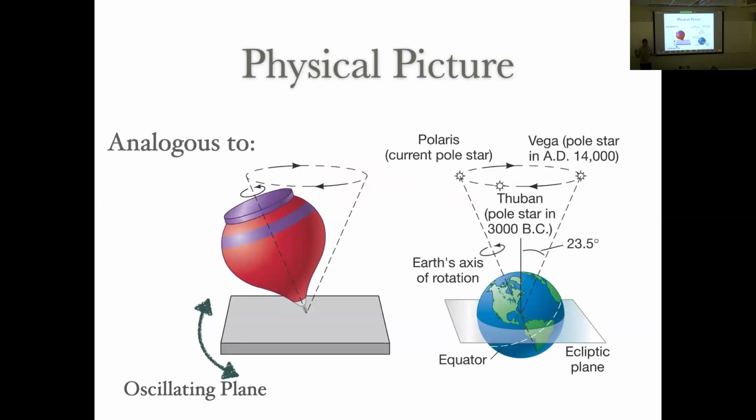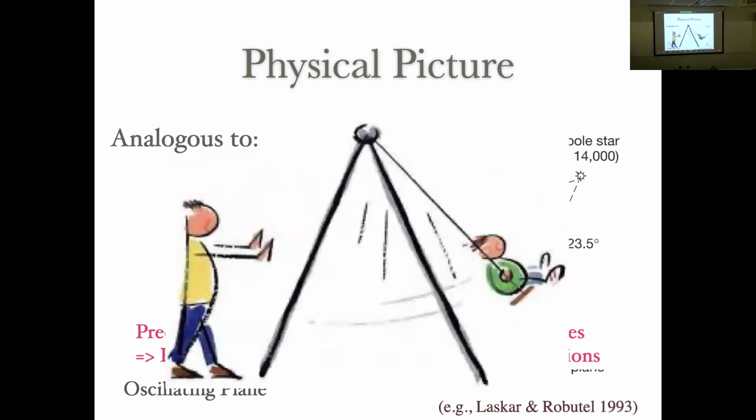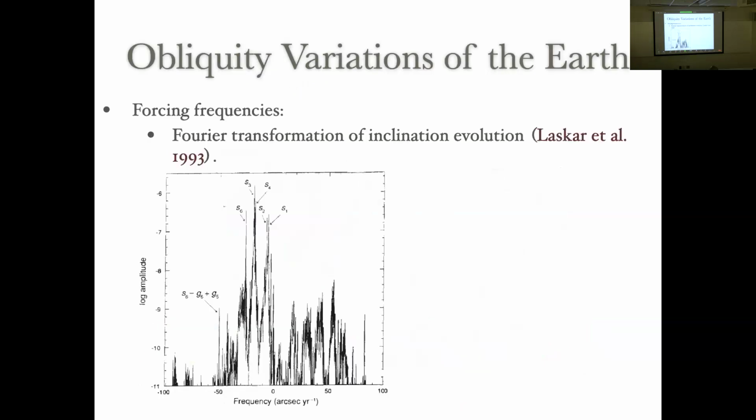So when the two frequencies match, we have a spin orbital resonance. And then the spin orbital resonances can drive large oblique variations. So this is analogous to pushing the kids on the swing with the natural frequency, and then the effects can accumulate and you have large variations on the spin axis. Okay, so now we can see the basic mechanism for spin variations.